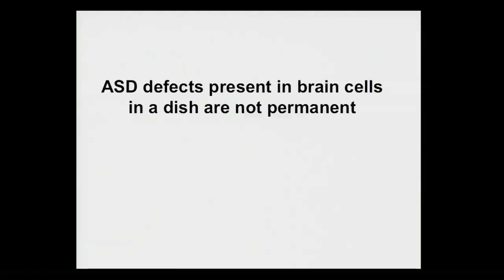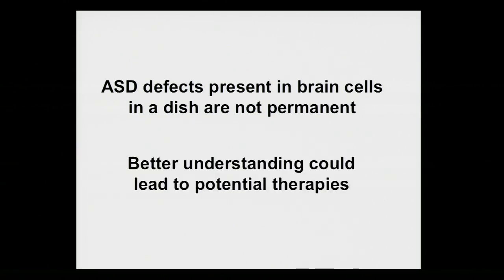And we concluded that the defects that are present in brain cells at that early stage, in a dish at least, are not permanent. That is a very important point, meaning that early detection or early diagnosis might be really important. On top of that, it gives us insights and better understanding on the disease, so we could start thinking about potential therapies.